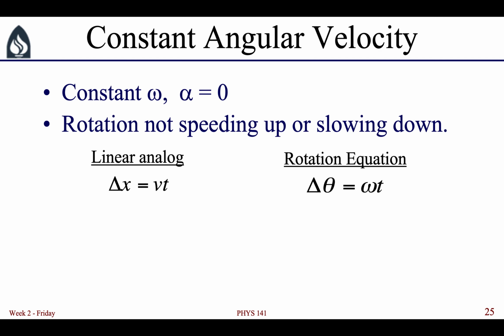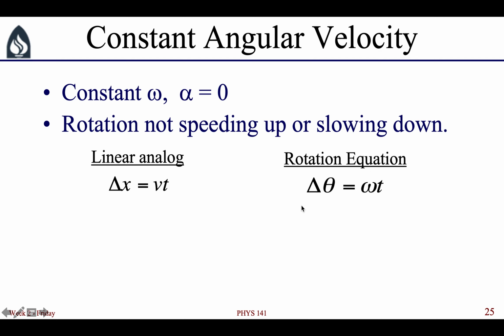Next, let's look at the special case of constant angular velocity. So if you have an object that is either going around a circle with a constant speed, or a rotating object that is rotating with a constant angular velocity, so the rotation is not speeding up or slowing down, then the angular acceleration is equal to 0. In that case, we can make an analog with linear motion. So we know that if you have a constant velocity situation, the displacement is equal to velocity times time. And this only works when the acceleration is 0.